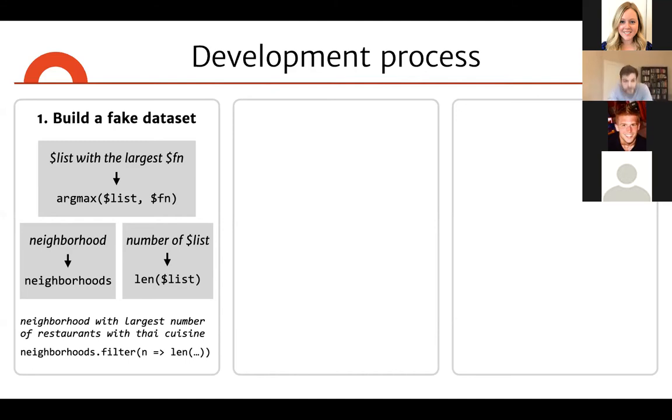Now the important thing to notice here is that the sentence we've generated at the bottom, neighborhood with largest number of restaurants with Thai cuisine, is almost certainly not a sentence that any user of this system is ever going to actually produce, right? It sounds like it was spoken by a robot because in effect it was spoken by a robot, right? We have some synthetic data generation procedure that's producing these things.